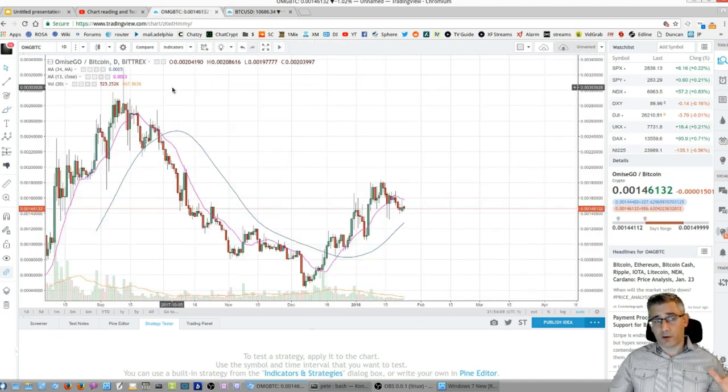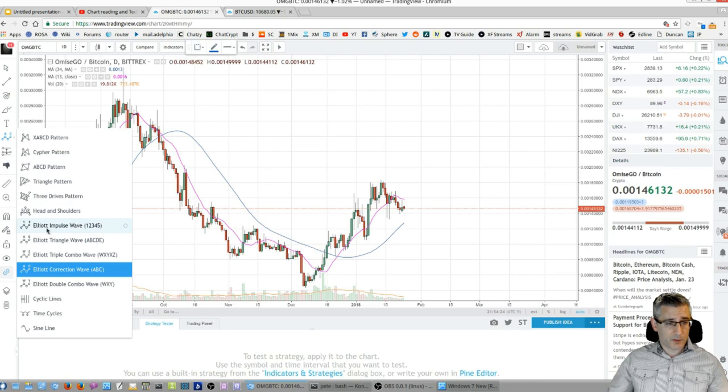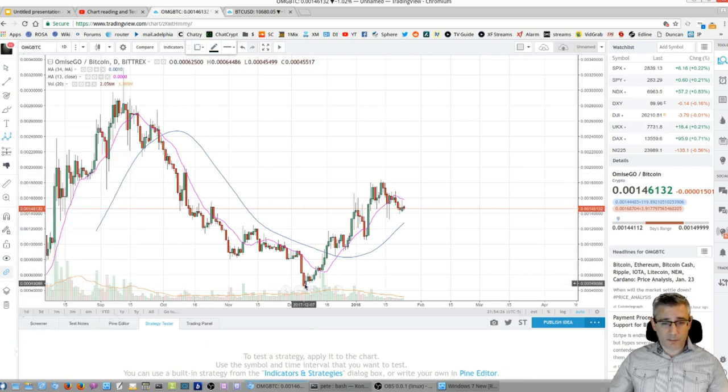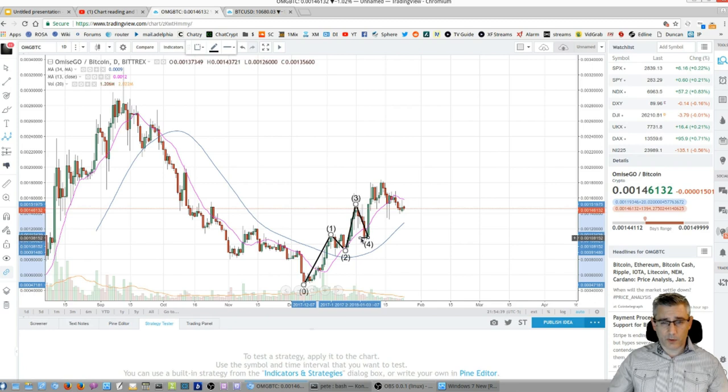Here's a daily chart of Omise Go. So we're going to try to apply Elliott Wave to try to predict what it may do next. So we'll grab the Elliott Wave impulse wave, starting at the bottom. Mark that as 1. Mark this as 2, 3, 4, 5.